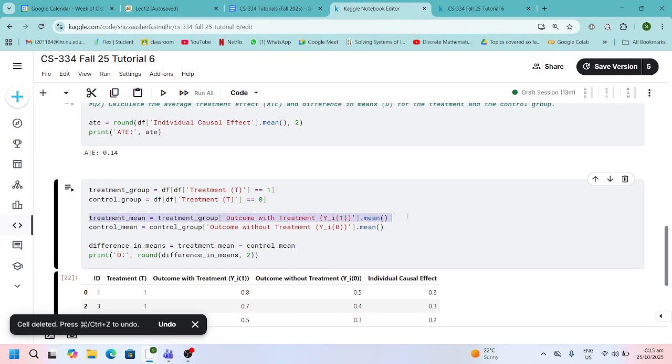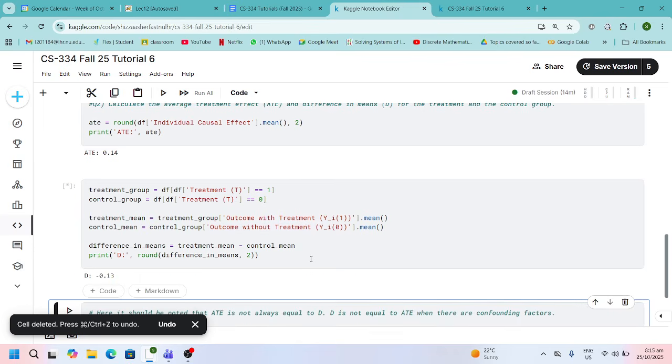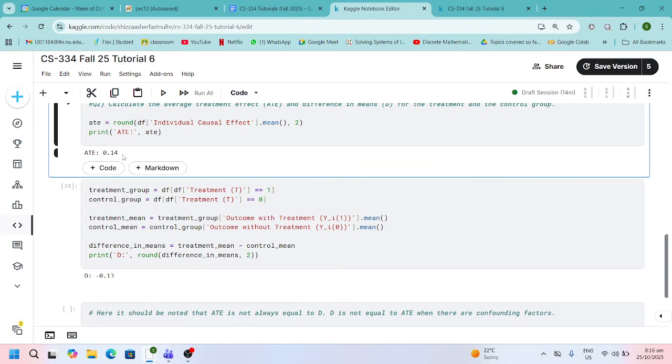So I find the treatment mean. Once I have filtered, for the treatment group, it is the outcome with treatment dot mean. Similarly, I find the mean for the control group, the outcome without treatment dot mean. And then I calculate the difference in means. And this is quite interesting actually. My average treatment effect was 0.14, which kind of told me that my treatment is beneficial.